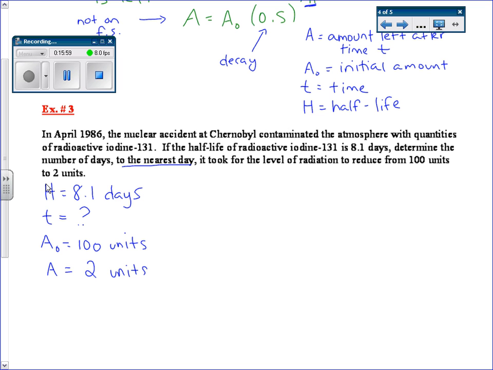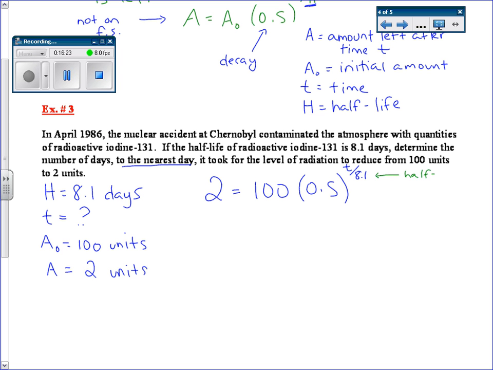If we use our format for the formula for half-life to set this up, we have the amount remaining after time t is 2, the initial amount is 100, the decay rate is 0.5, and we're going to raise that to the power of t divided by 8.1. Right? So the half-life is what goes in the denominator of that fraction.